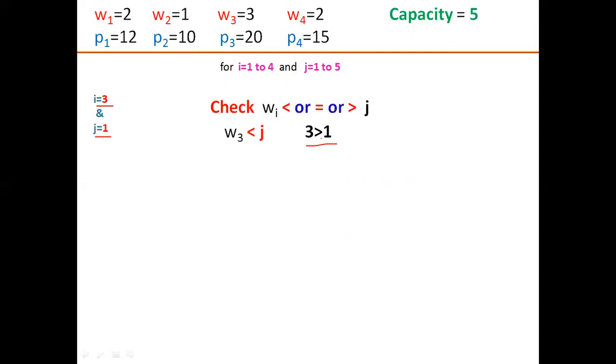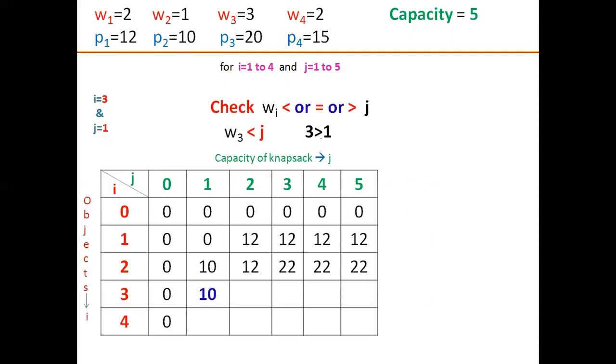So I cannot add this object into the bag. Here W3 is 3, capacity is 1, weight is greater than capacity. I cannot add this object into the bag, so I'm not earning any profit. If I can't earn any profit, my current profit will be the same as my previous profit. What is my previous profit? It is 10. So we have to keep here 10.